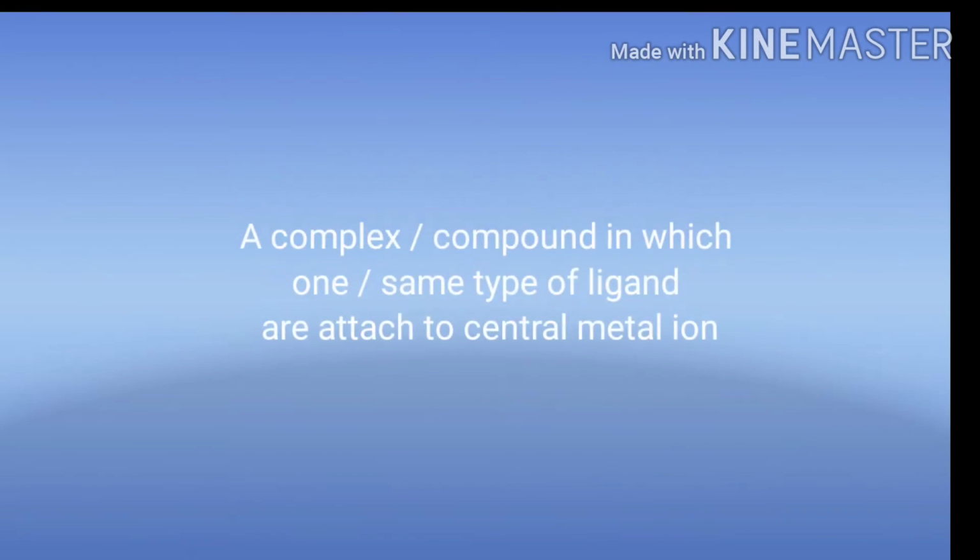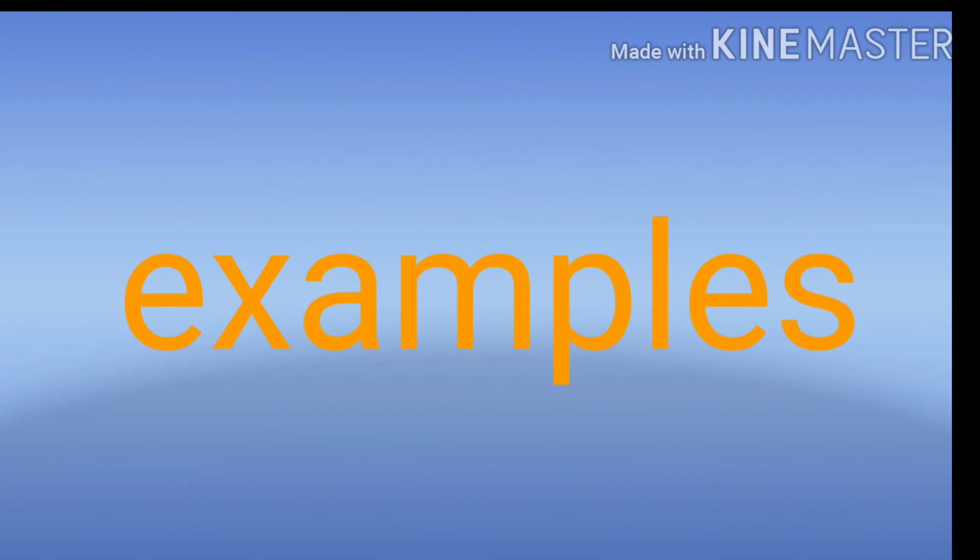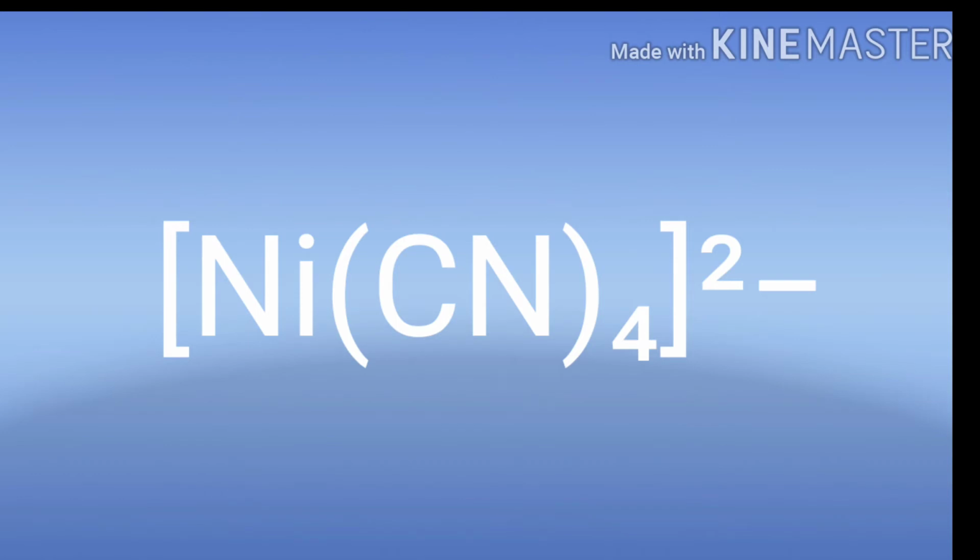A complex or a compound in which one or same type of ligand is attached to the central metal ion is known as a homoleptic complex. The example of a homoleptic complex is [Ni(CN)4]2-. In this complex, the central metal ion is attached to only one type of ligand, that is cyanide. That's why it is a homoleptic complex.